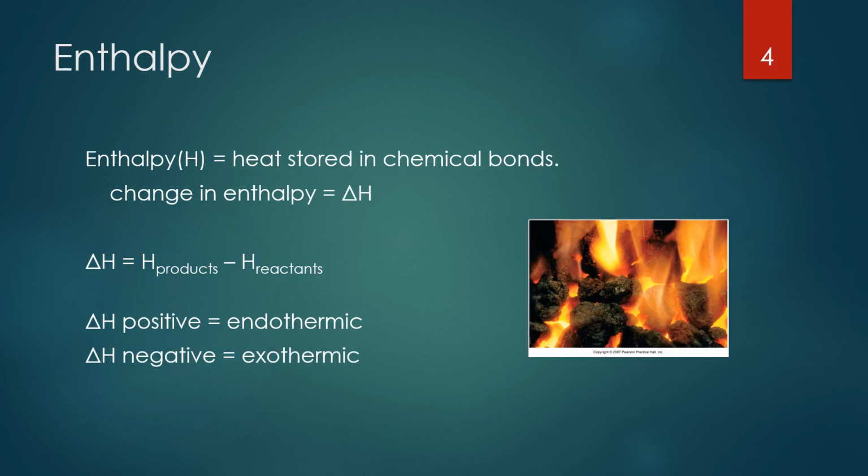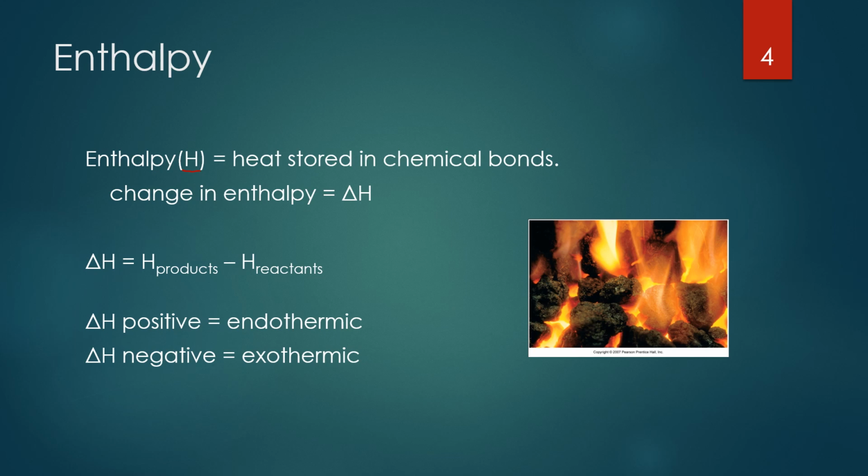So enthalpy. Enthalpy is another way which we can figure out if a reaction is endothermic or exothermic. So what is enthalpy? Well, first off, it's represented by the letter H. So that's the variable that we're going to look at representing enthalpy. So if you see H is equal to something, that H is enthalpy. Okay. Now, enthalpy, by definition, is the heat stored in chemical bonds.